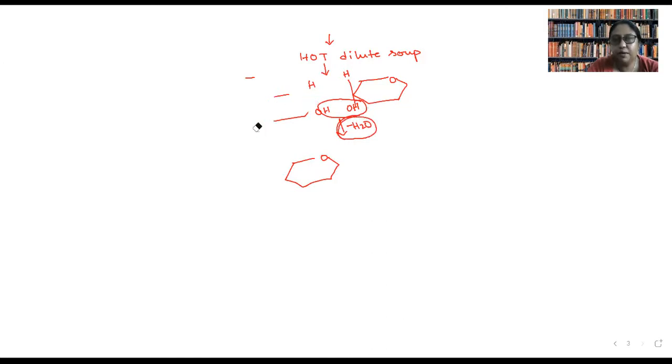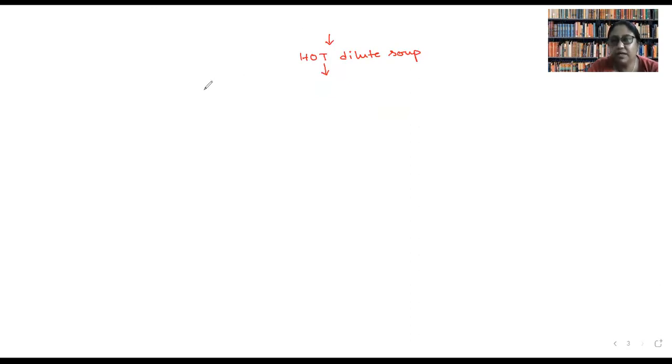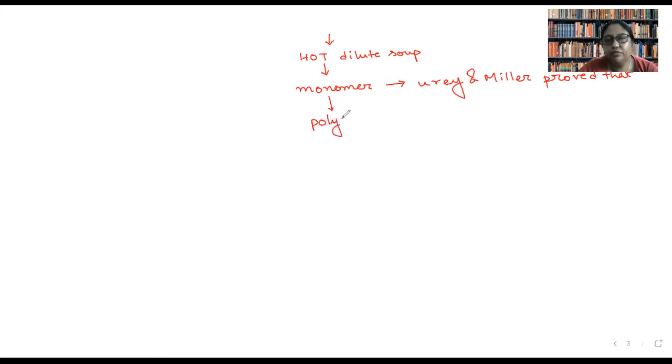So it was proposed by scientists that in this hot dilute soup condition, the lightning and the volcanic eruption provided the energy so that there was creation of monomers. And Stanley Miller proved that in primitive earth conditions, formation of monomers was possible. Then these monomers were connected with each other to form the polymer. Is our problem solved? Is life created? Class?